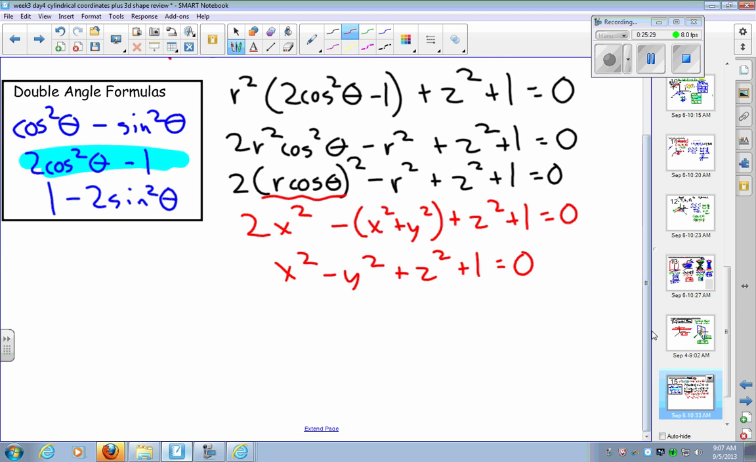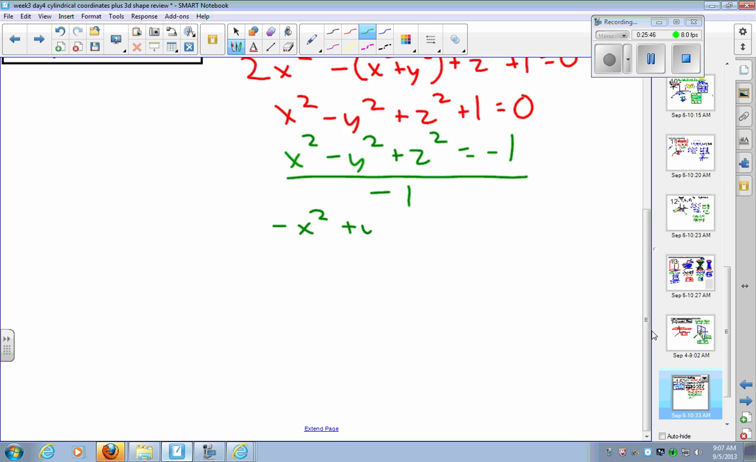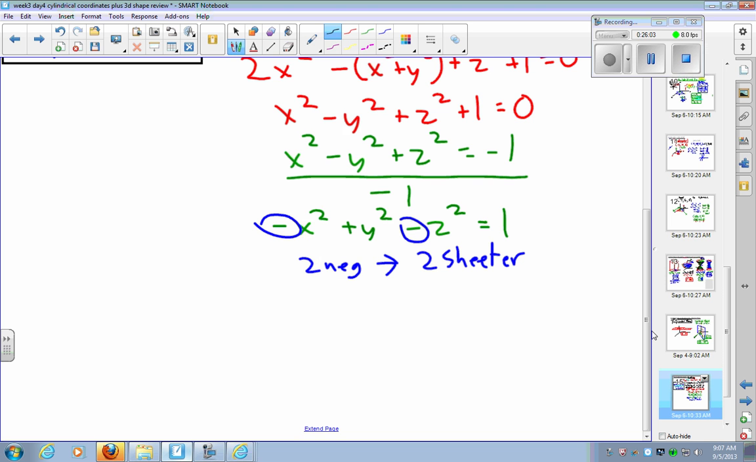Hey, this is starting to look a lot more like a shape that you do know. I would probably rearrange a little bit and say x squared minus y squared plus z squared equals negative 1. Divide by that negative 1, and I got negative x squared plus y squared minus z squared equals 1. You need to know what that shape is. It has two negatives. Two negatives. So it is the two-sheeter. It opens up on the y. Opening up on the y because that guy's the positive.